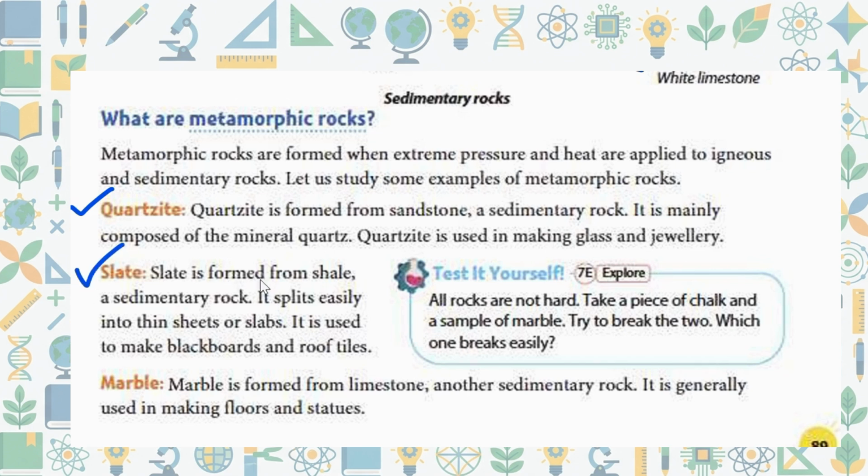Slate. Slate is formed from shale, a sedimentary rock. It splits easily into thin sheets or slabs. It is used to make blackboards and roof tiles. Marble. Marble is formed from limestone, another sedimentary rock. It is generally used in making floors and statues.